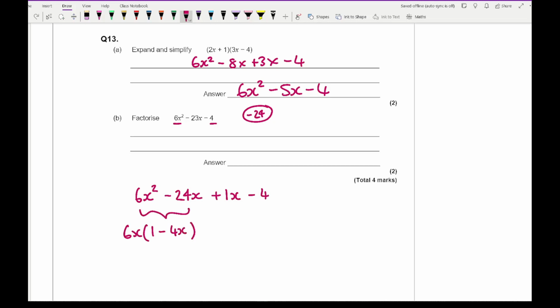And, oh no, I haven't. I've got x minus 4, and then factorizing this, I've got a common factor of 1, so that's going to be x minus 4. So looking at this, I've got 6x plus 1 and x minus 4. So that there is what I need to write.